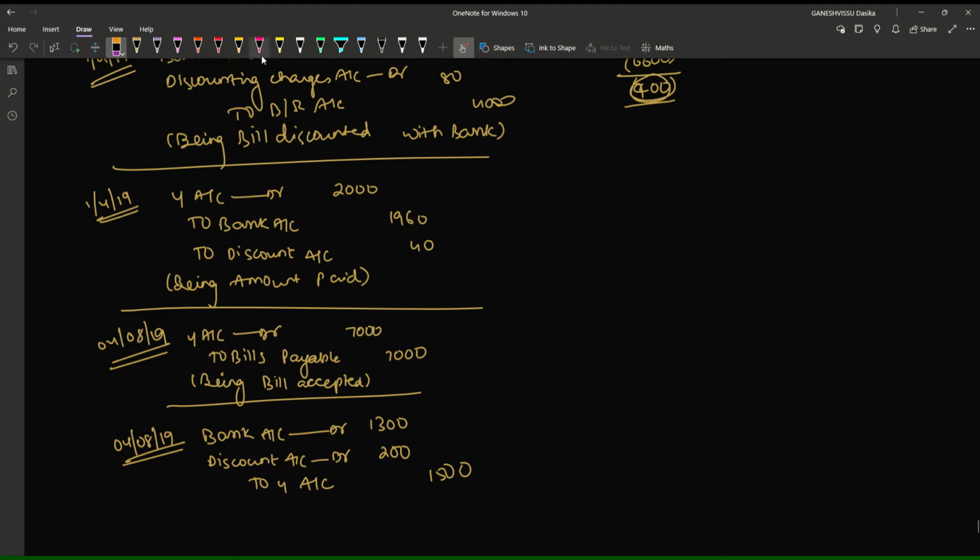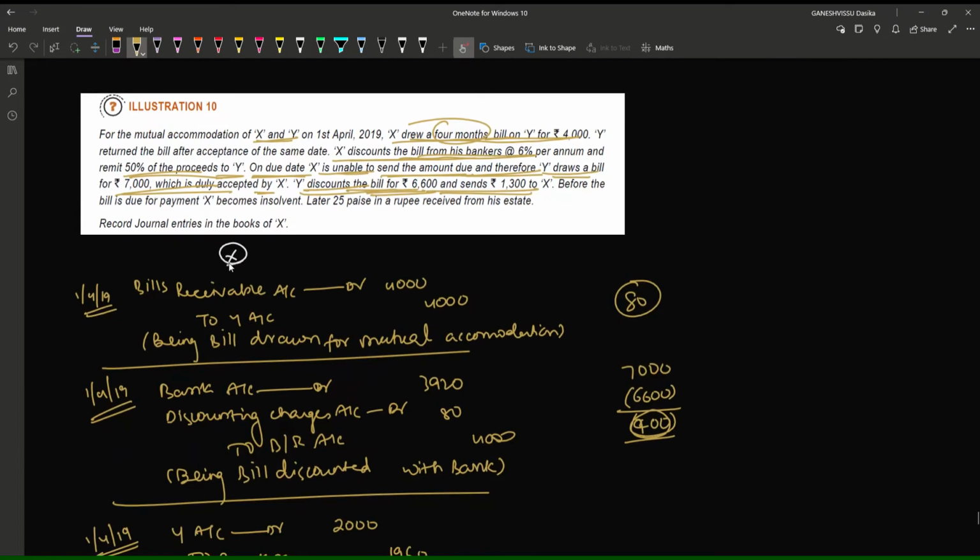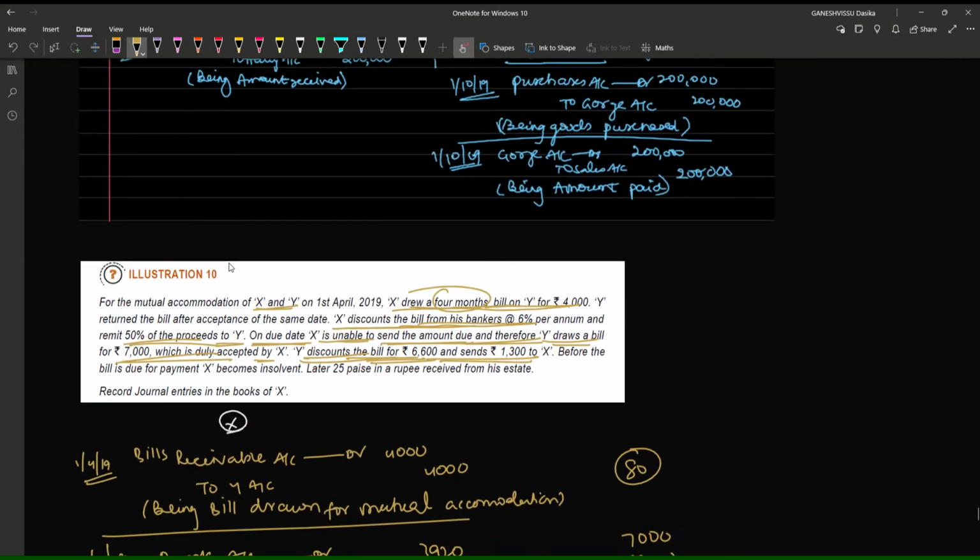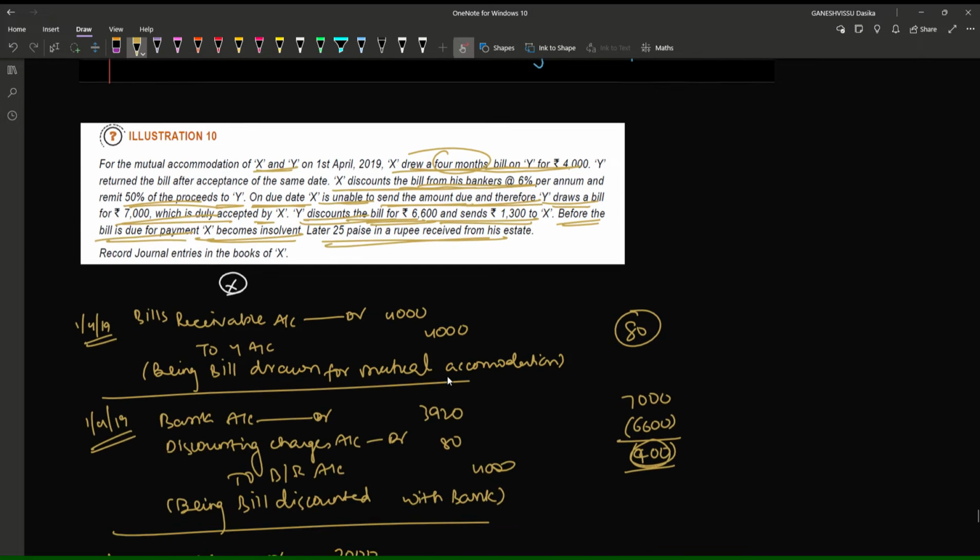Okay. Now let us go for completing the question. Within a few minutes, we are going to complete this question, and we shall go for the next question also. Now what happened? Before the bill is due for payment, X becomes insolvent, paying 25 paisa in a rupee. And what happened here? Y draws a bill of exchange for rupees 7,000, which has been discounted for rupees 4,000, for 6,600.